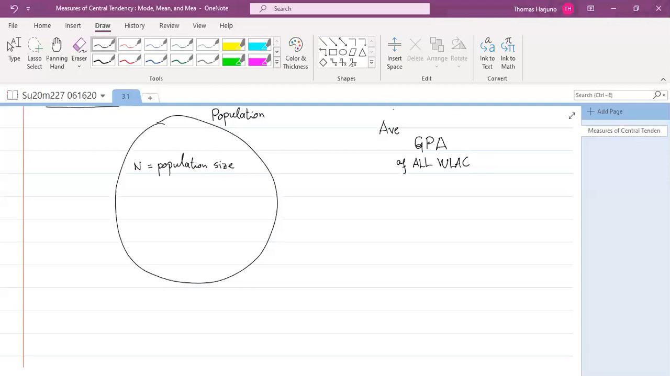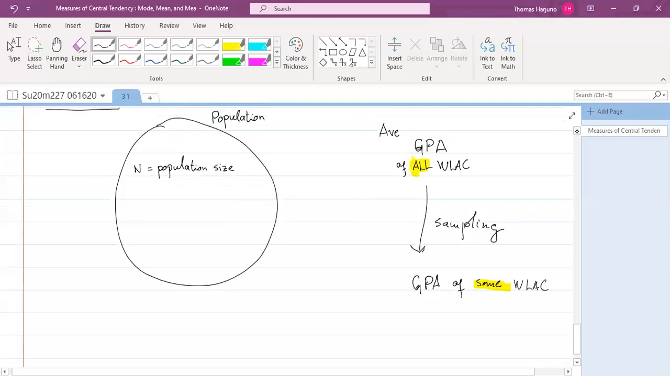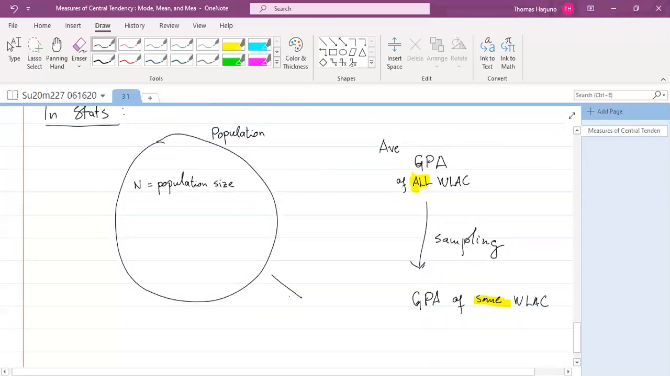So instead of asking everybody, what we can do is ask some people. We call that sampling. We do sampling. Then we will get GPAs of some West LA College students, not all anymore. So notice that instead of getting GPA from everybody, we actually get just a subset of that population, which we call a sample. A sample is part of the population, but not all of it.